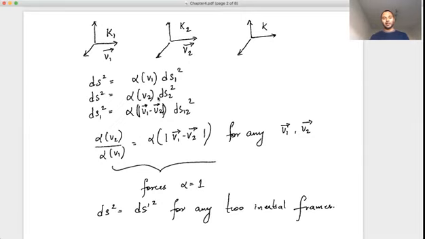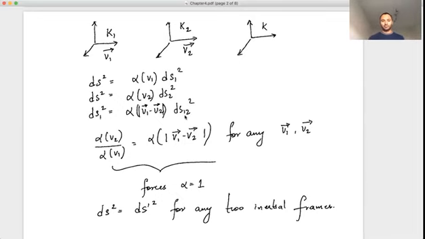Something really interesting happens if you ask, what if your two friends talk to each other? The two people in frames k1 and k2 are going to come up with this equation. They're going to say ds1 square is alpha times v1 minus v2, and notice that I basically took the magnitude of it, because again, it cannot depend on the direction. If space is homogeneous, this result cannot depend on the direction of v1 and v2. That would make space inhomogeneous, and we assume that space is homogeneous here.